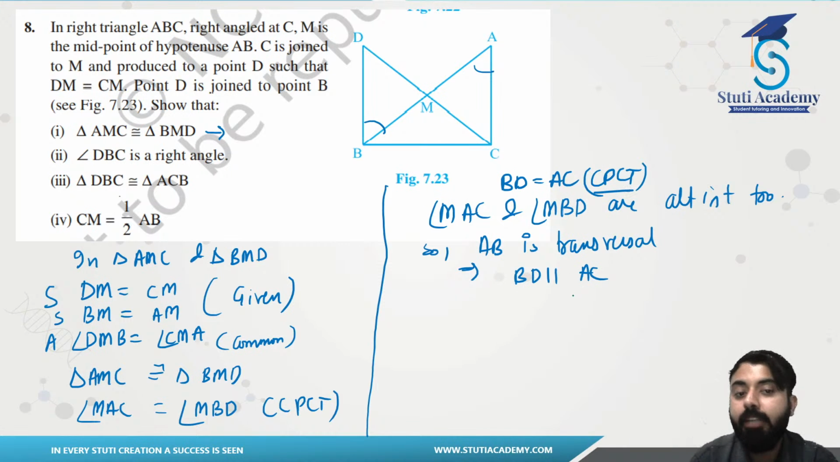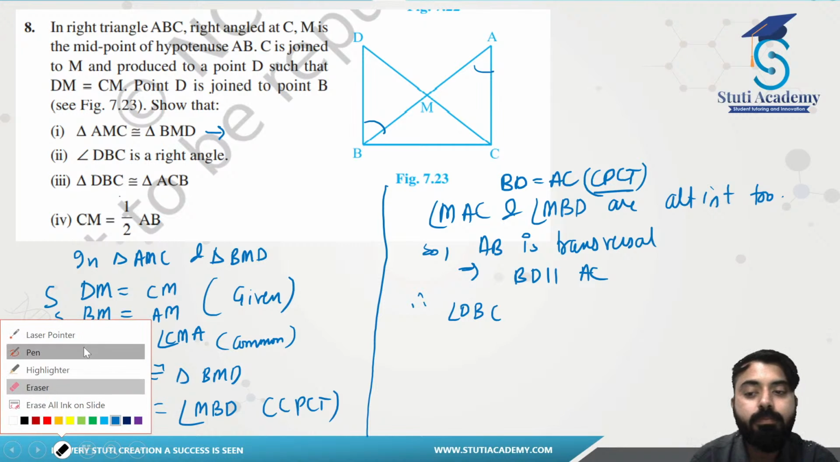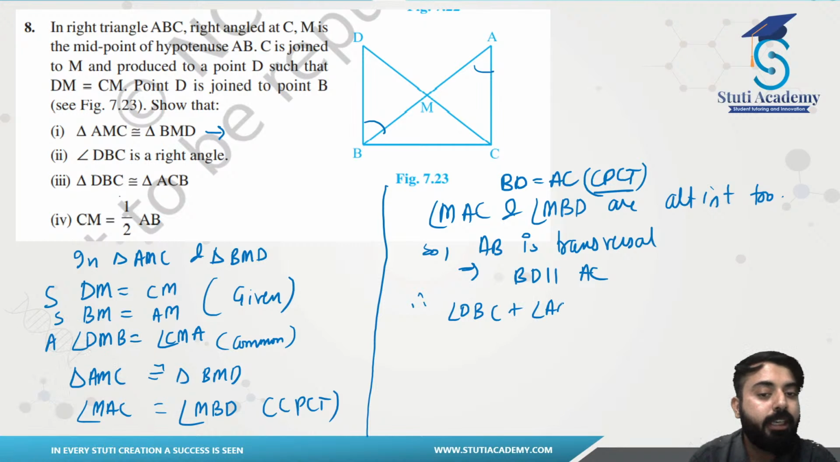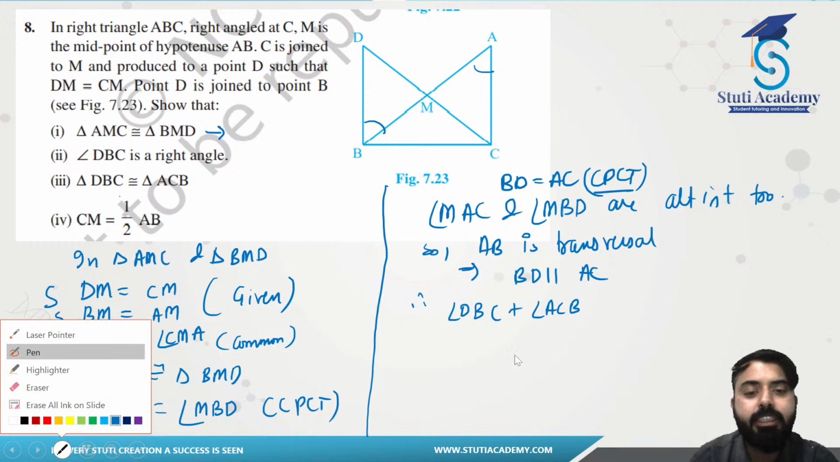I know BD is parallel to AC, therefore can I say this? Angle DBC, if BD is parallel to AC, now I can simply state that angle DBC equals, you can say angle DBC plus angle ACB, actually CAB. Let's just write it like this.